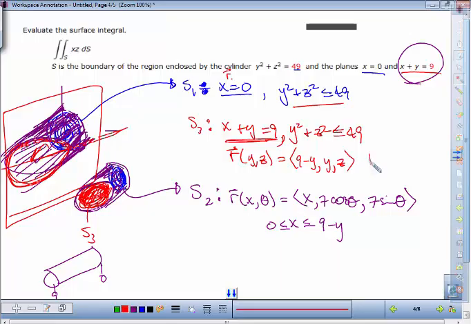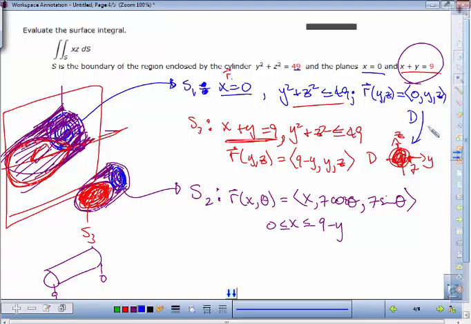And then your domain is going to be this circle of radius 7 on the YZ plane. So we might want to turn that into polar, because your domain here is a circle. And in this last one, your parameterization for this one is going to be a function of YZ again. 0, Y, Z, and then the same domain, which is that circle of radius 7.